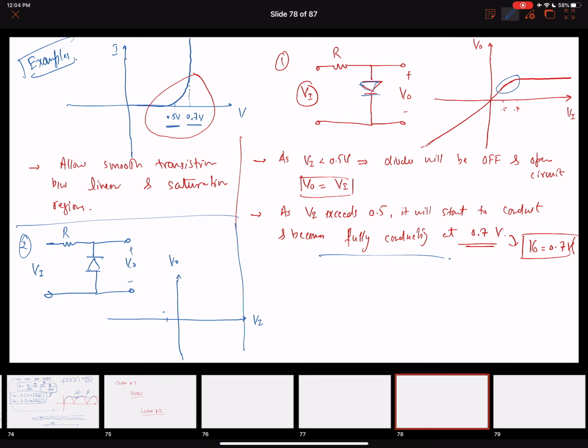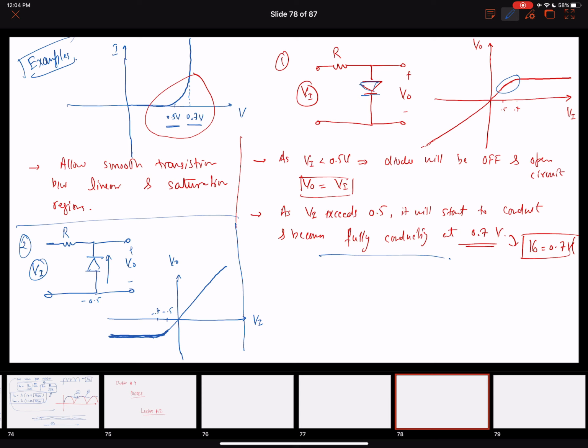So let's say this is minus 0.5 and this is minus 0.7. So it will start to conduct when it is minus 0.5, and there is going to be a smooth transition to minus 0.7, right? Because when VI is negative, at minus 0.5, it will become forward biased, right? So it will only conduct for negative voltages, and there will be a smooth transition in this period of minus 0.5 to minus 0.7, and there is going to be a linear transfer characteristic between VI and V0 for all the positive values.